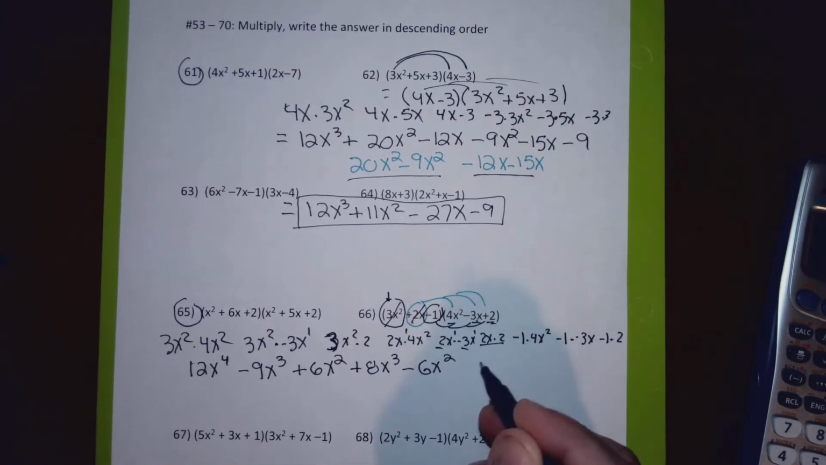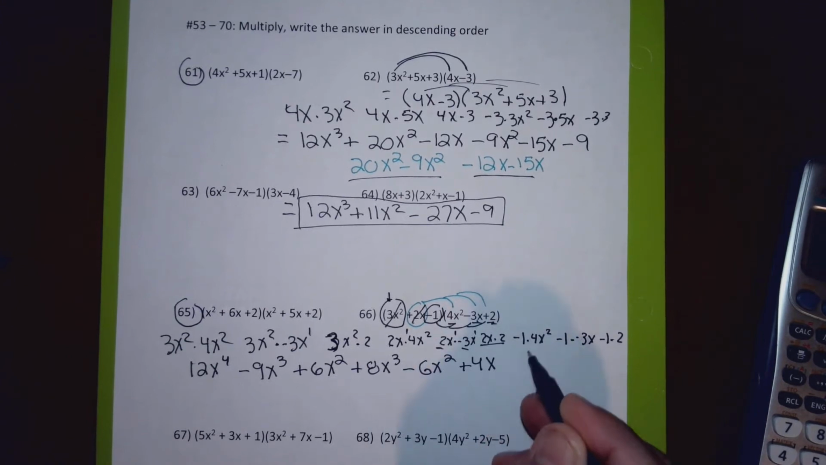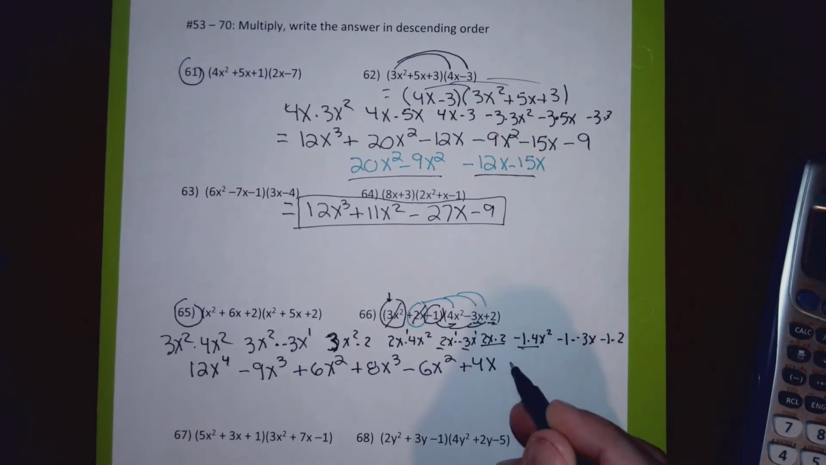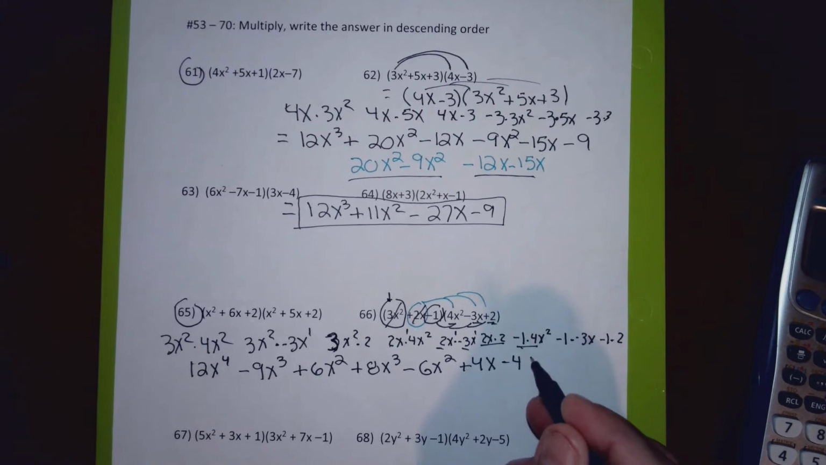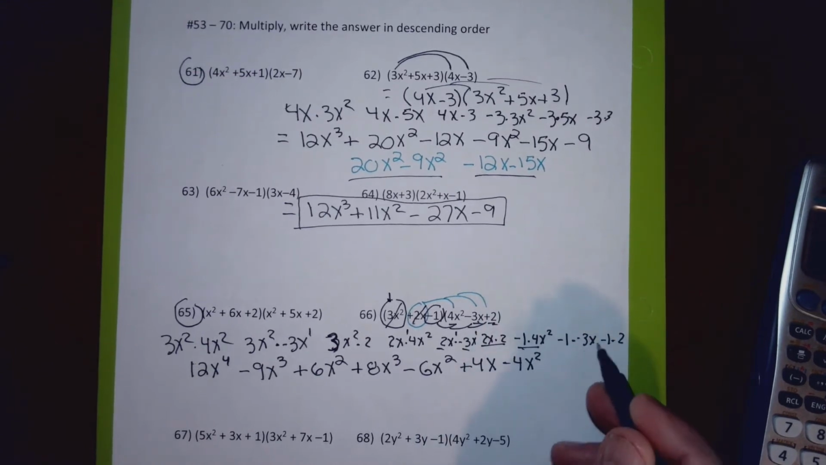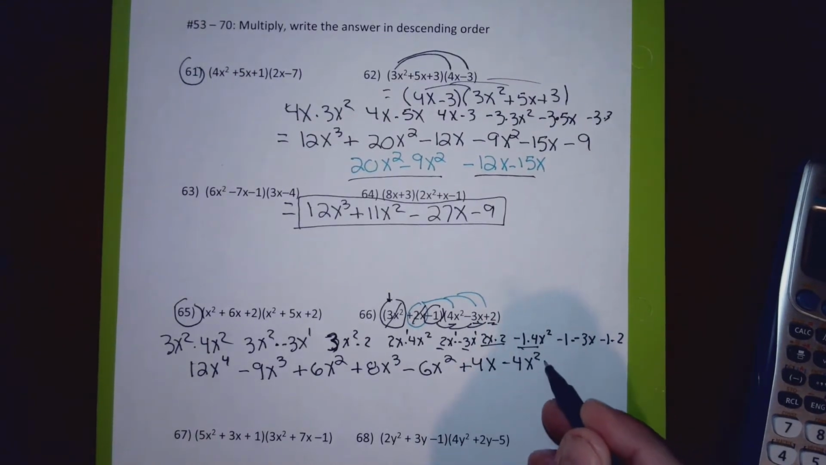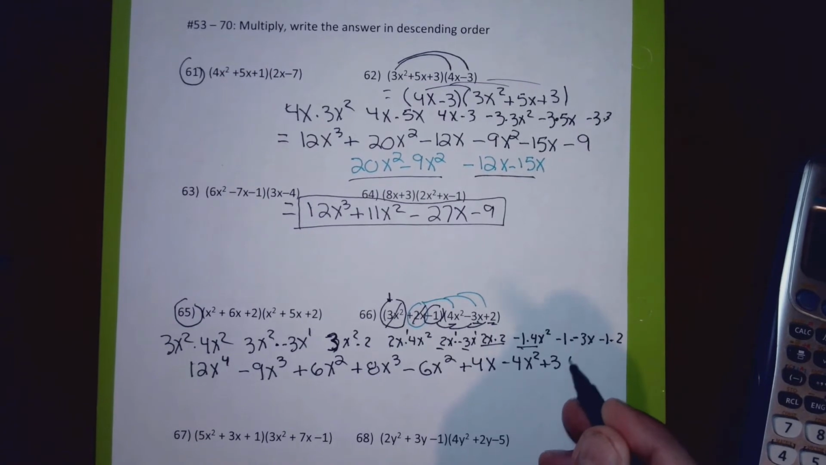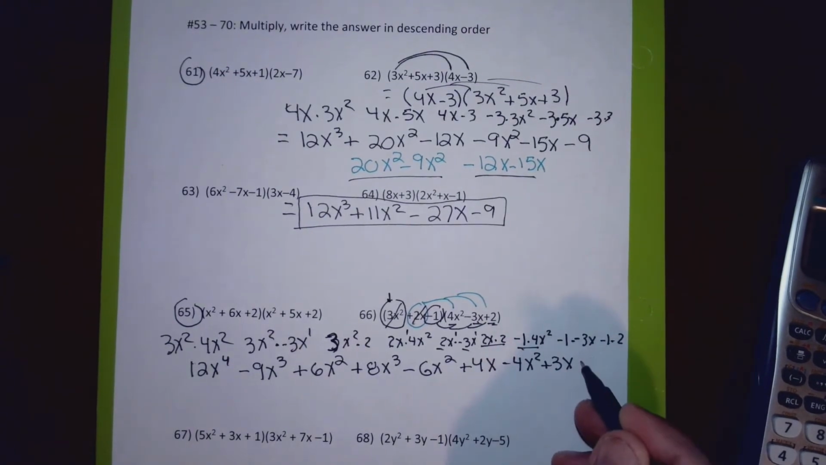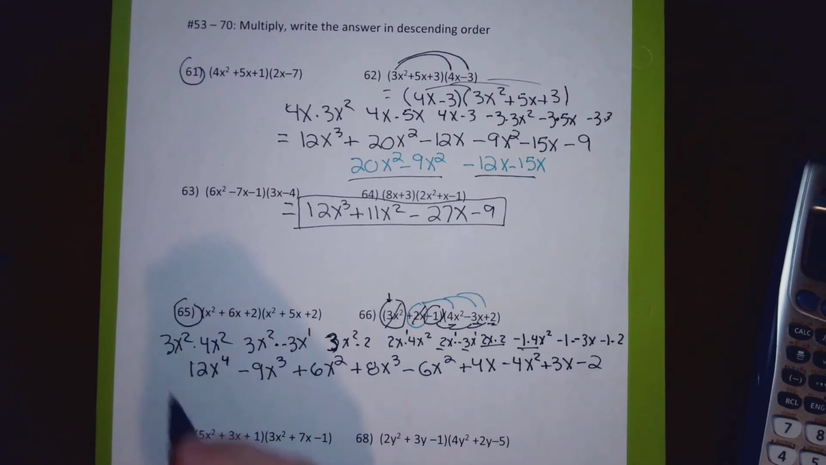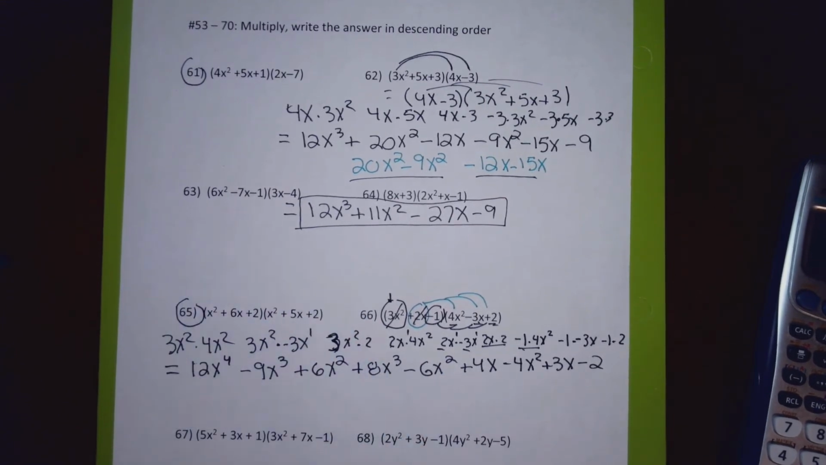Next multiplication, multiply 2 times 2 and get positive 4. Leave the x. Then negative 1 times 4, get negative 4, leave the x squared. Then negative 1 times negative 3 and get positive 3, leave the x. And then negative 1 times 2 gives me negative 2. Ugh. Should have an equal sign here because this is equal to the line above it.